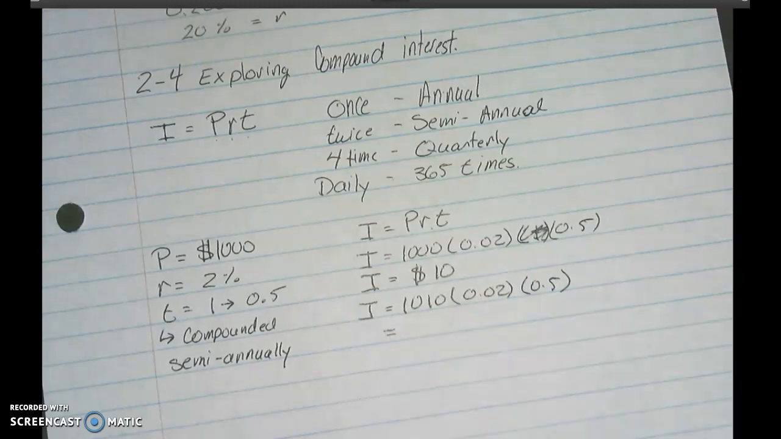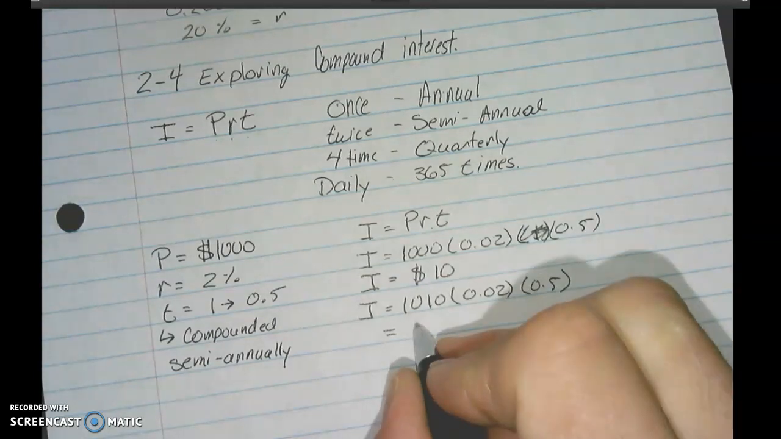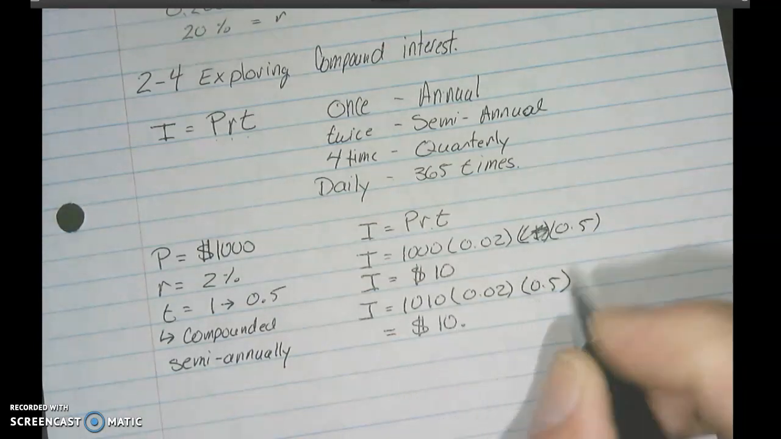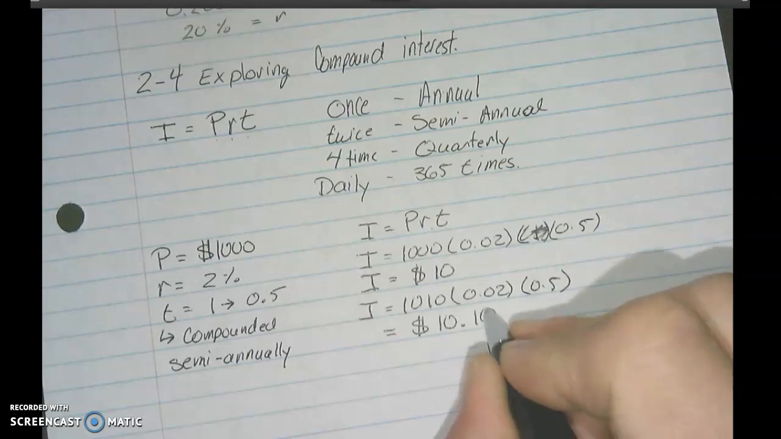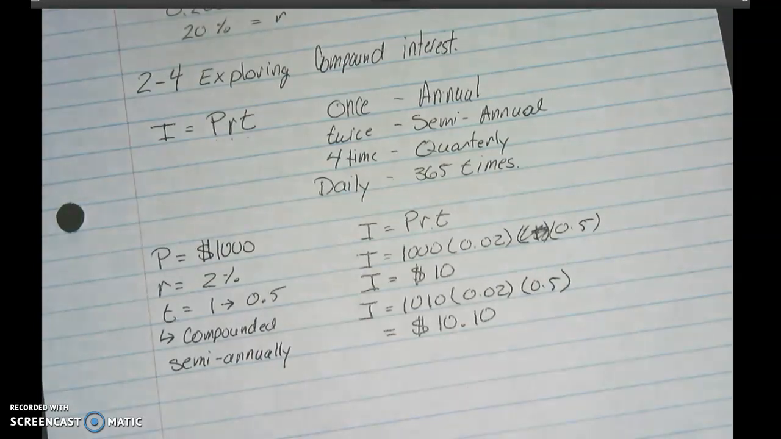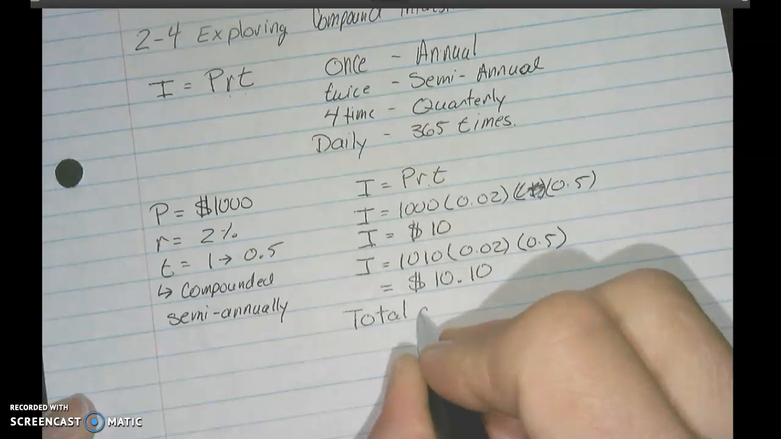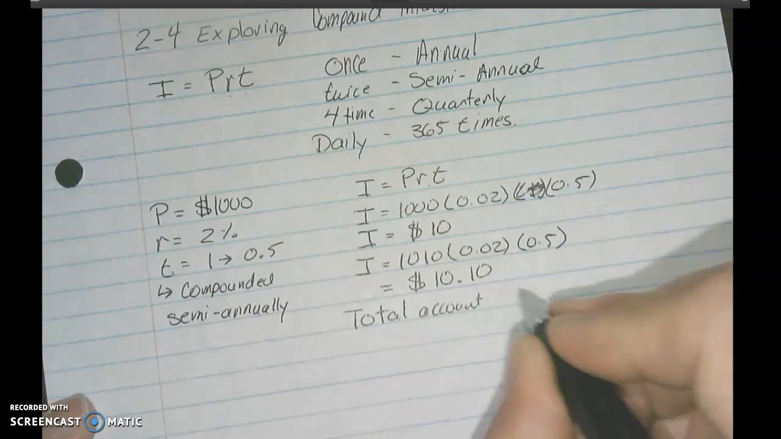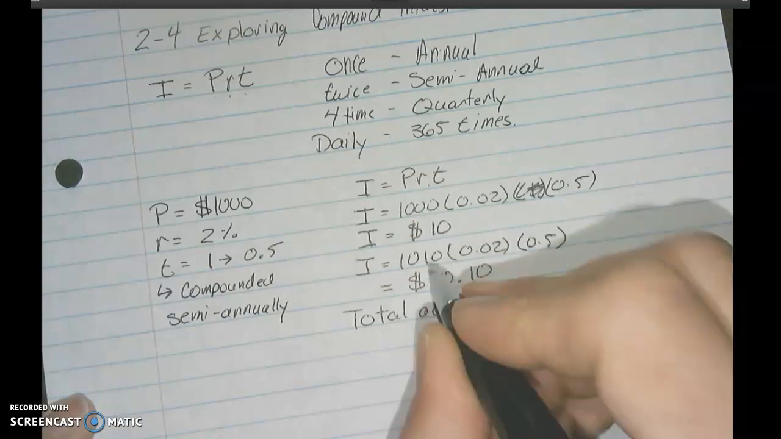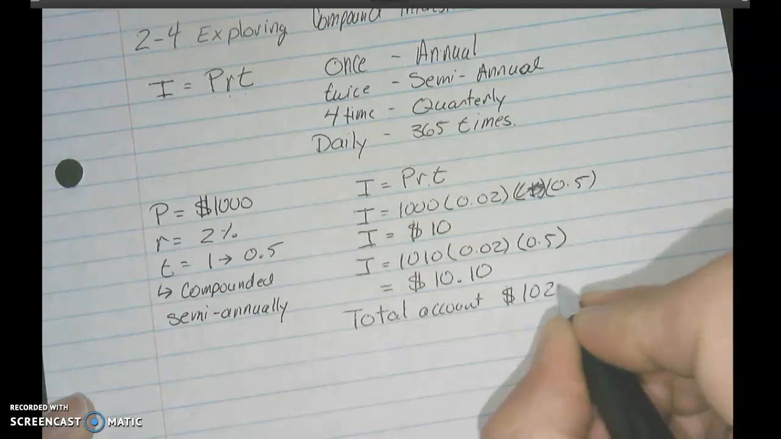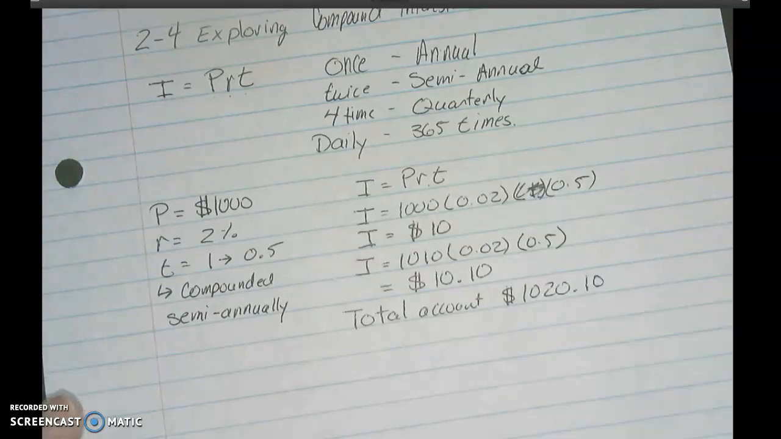So then put that in your calculator. Hang on to your hats for the money explosion that it is. What would you earn in interest? $10.10. So now in your total account, $1,010 plus $10.10, you now have $1,020.10.